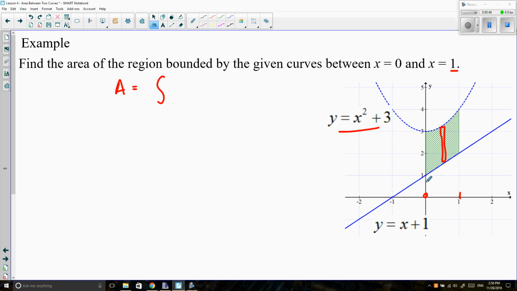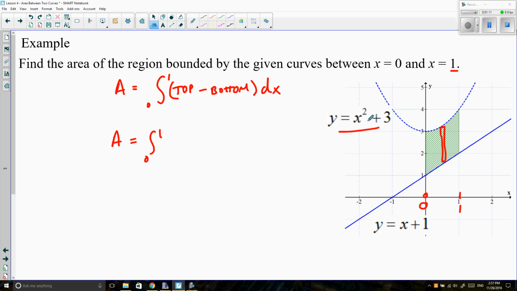So for the area, we're going from our lower limit, which is 0, to our upper limit, which is 1. And when we do areas between two curves, in this scenario, we want to go top curve minus bottom curve. I'm going to write it out in words first, and then we'll put in the functions. And of course, we want to integrate this with respect to x. So area is equal to the integral from 0 to 1.